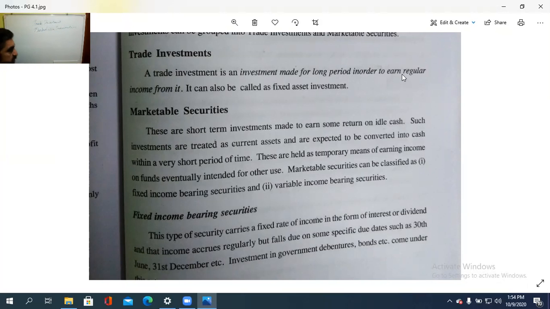So, marketable securities are further subdivided into fixed income bearing securities and variable income bearing securities. So, fixed income bearing securities and variable income bearing securities are the two types of marketable security. So, short term investment, this is short term and this is long term. So, short term investment is which one? Marketable securities means movement of cash, converted into cash.